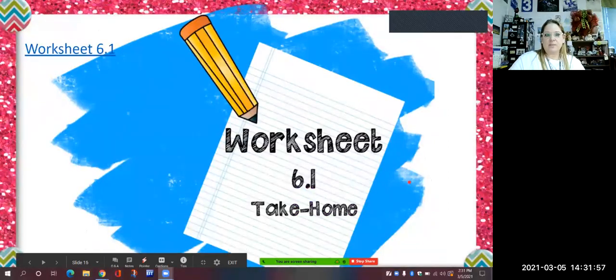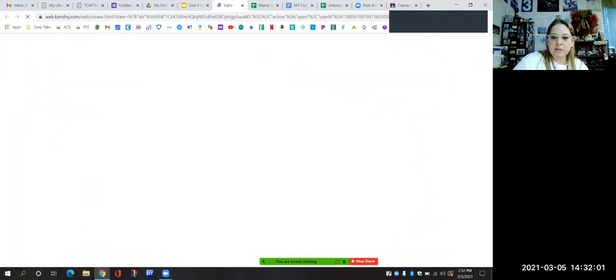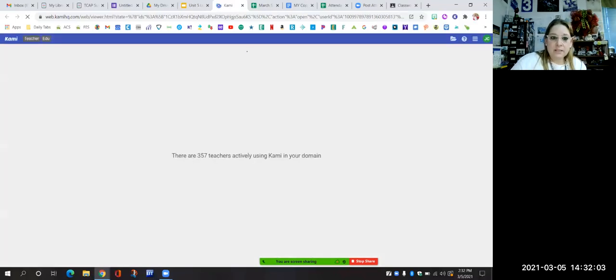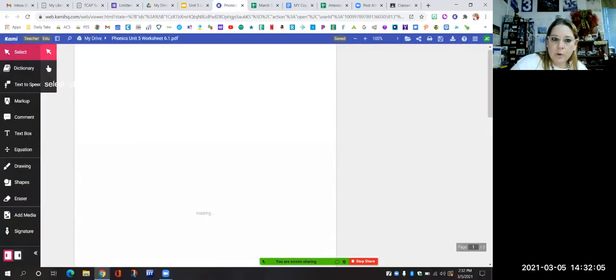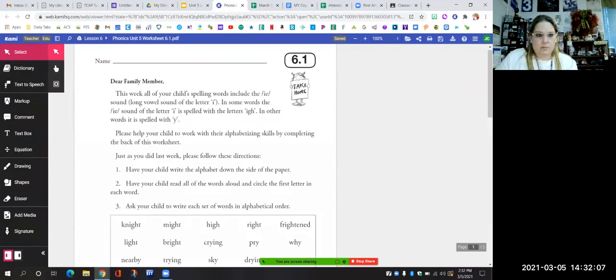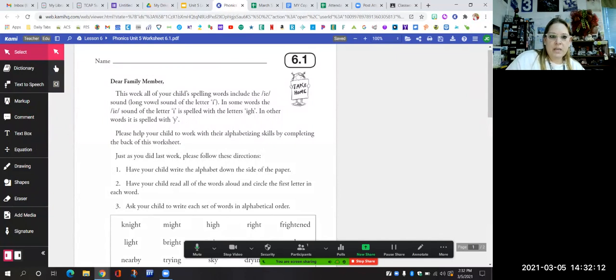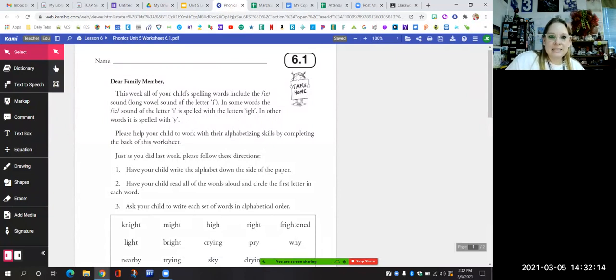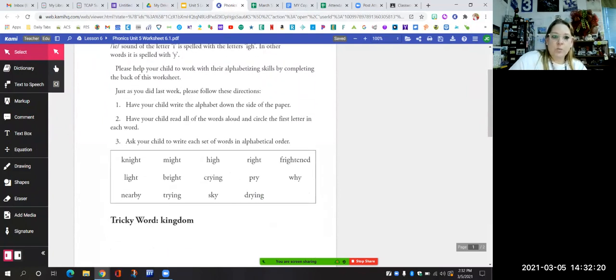Okay, so on worksheet 6.1, remember today is a new list of words. So you have a letter to go home to your grown-ups, okay? It tells them all about their spelling words for this week and how it is the I sound with IGH or Y, okay? But you also have some work to do this week, okay? Last week, I did not ask you to do it, but this week, I want you to do it.